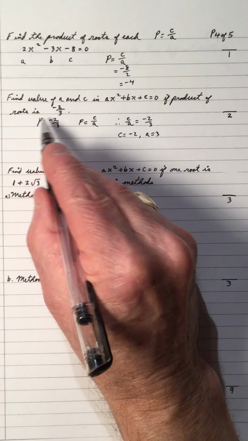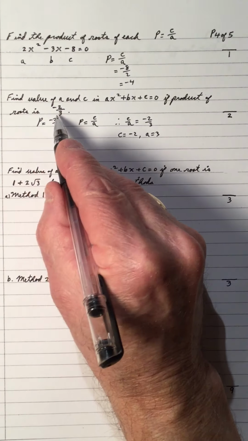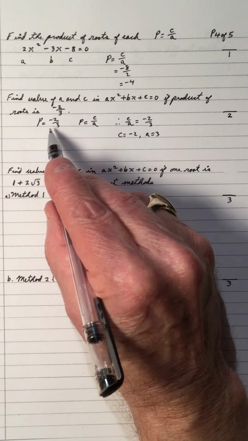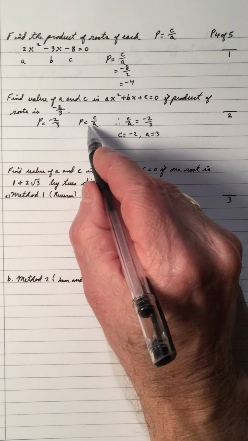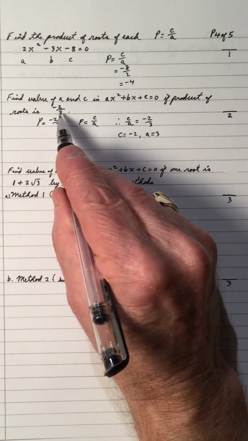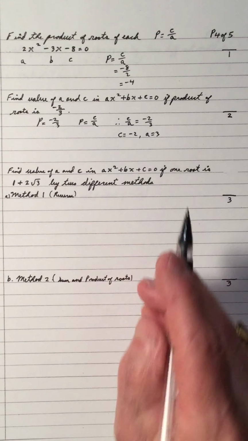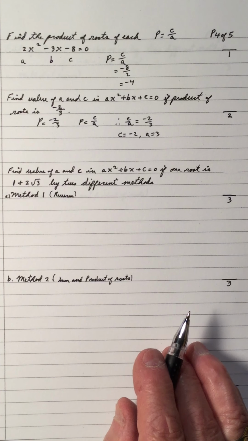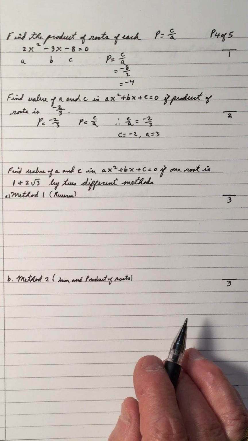Since we're dealing with the product of the roots, you have to go this way. We don't know what the roots are, so we have to go with the product of c over a, if you know what the product is, to get the a and the c. Find the values of a and c in this equation if one of the roots is 1 plus 2 root 3 by 2 different methods. So we're going to use 2 different methods.